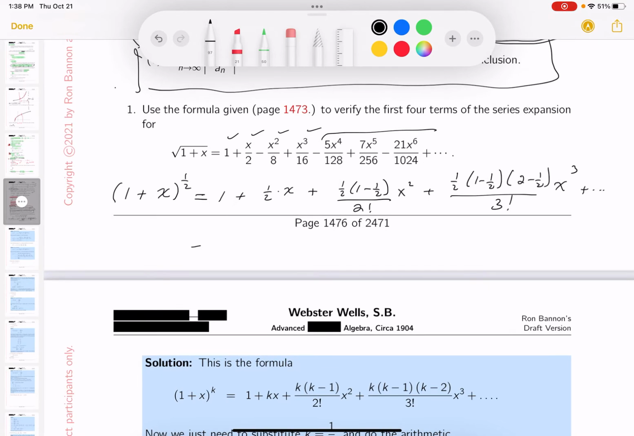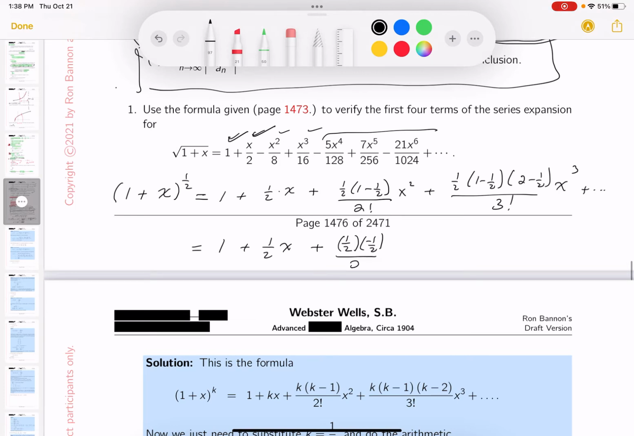Let's write this down. Well, the first term is 1. That's verified. The next term is 1/2 x. That's certainly verified. So we verified the first, verified the second. Now let's do that third term. What do you get there? This is 1/2. 1 minus 1/2 is minus 1/2. And we're dividing by 2 factorial. 2 factorial is 2, x squared. And we'll do that later. What's this one going to be? 1/2 minus 1/2. And then what do you get? Well, 2 minus 1/2 is going to be what? 3/2, right?